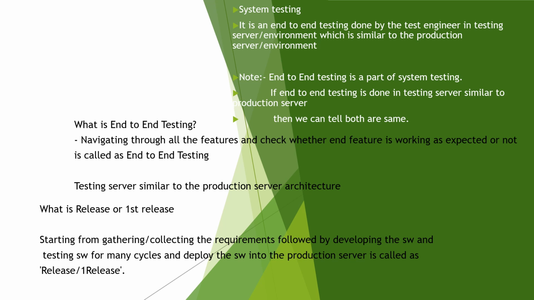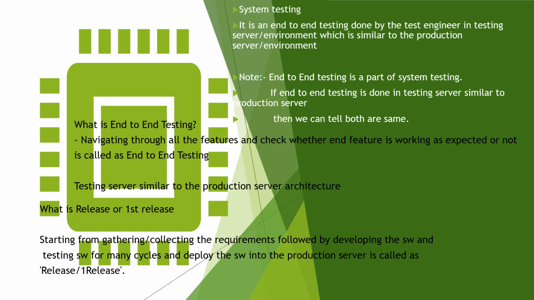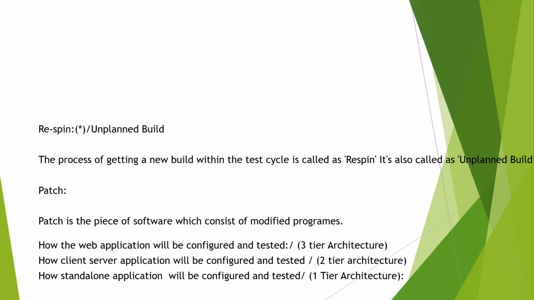All the flows I said, this is what we call end-to-end testing. We will navigate through all the features and check whether each feature is working as expected. That is what we call end-to-end testing, which we will learn in system testing. Once system testing is done, later we will move to smoke testing.